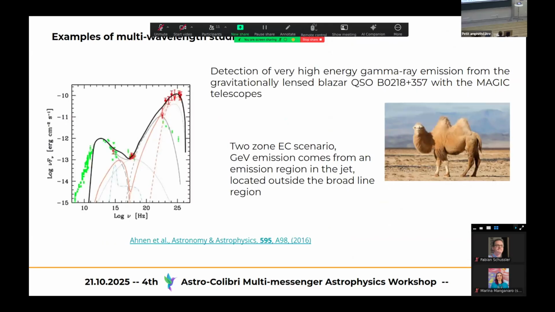Anyway, we learned a lot from this gravitationally lensed blazar. Here we have, again, the strange "camel", the SED shape. This is huge Compton dominance. Now I remember the word. And here we tried this model. Actually, it works very well, but we didn't observe it again. So we are still waiting to connect with new data from this source.